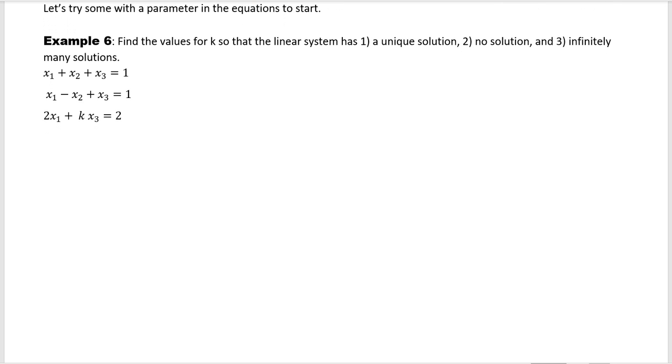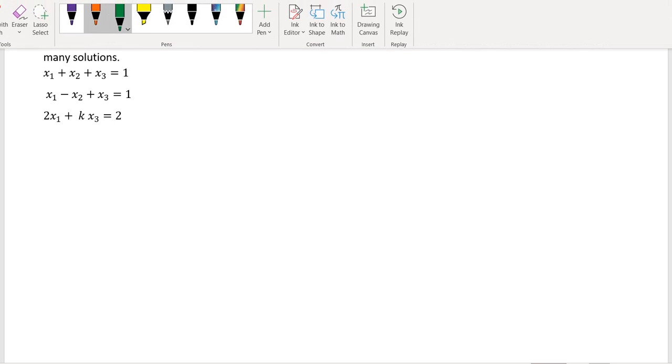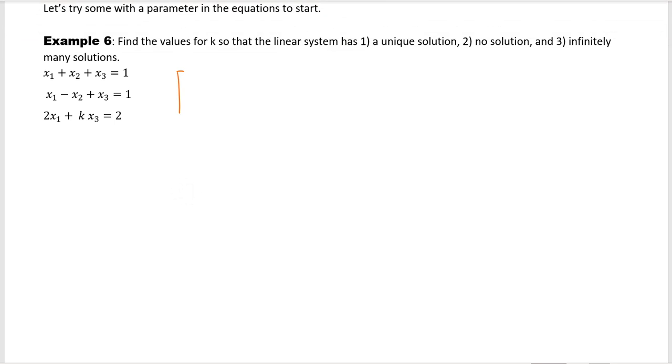Okay, so first of all, we want to write down the augmented coefficient matrix. So the augmented coefficient matrix, this is 1, 1, 1, 1, and 1, minus 1, 1, 1, 2, 0, k, 2. So this is the augmented coefficient matrix. So we want to get an echelon form. So first step, we want to make the 1 entry to be 1.